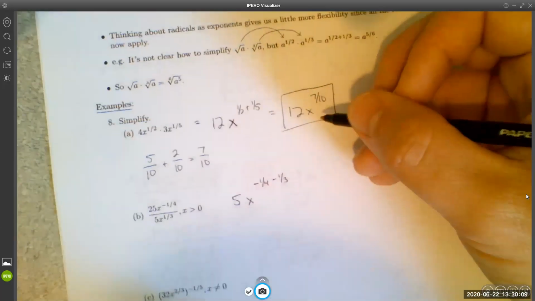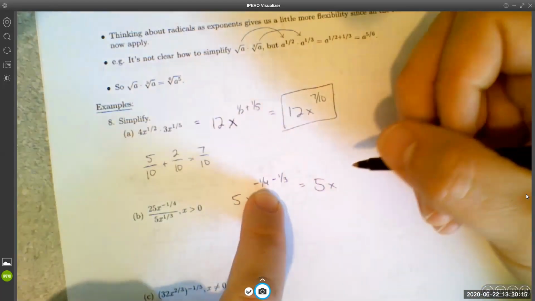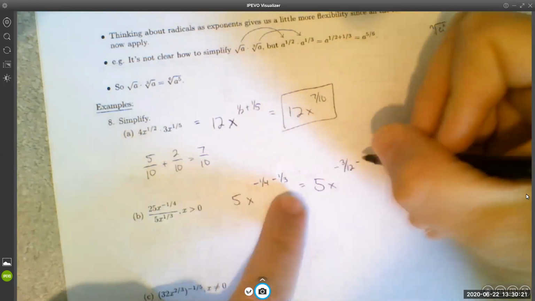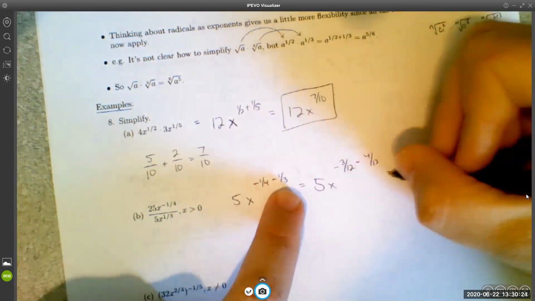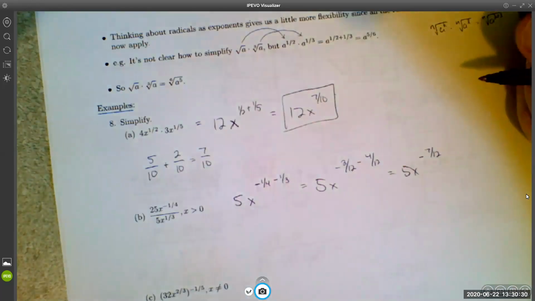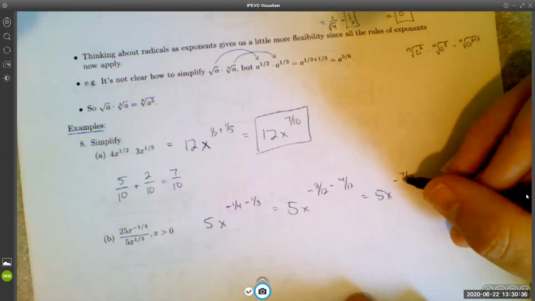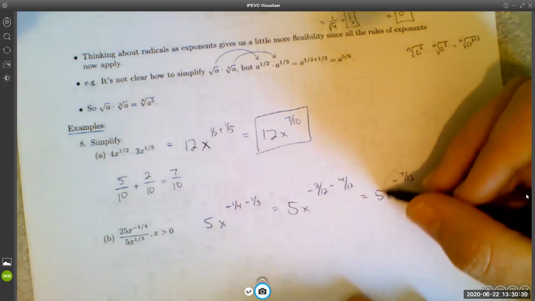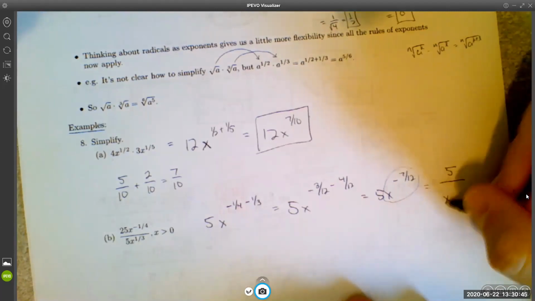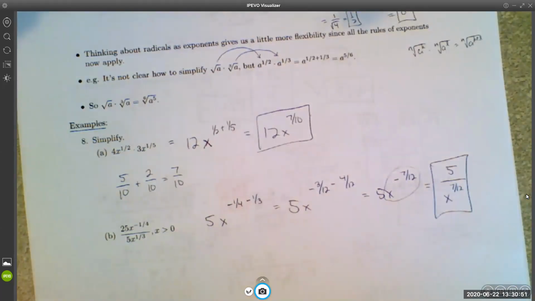Negative 1/2 minus 1/3. That's going to be 5x to the... the common denominator is 12, right? And I get 12 by multiplying this one by 3, so I have negative 3/12 minus this one by 4/12. That's going to be 5x to the negative 7/12. Now, we don't really like the negative exponent business, so we're going to put that into the denominator. Just remember that it's only being applied to the x, it's not being applied to the 5. So the 5 stays in the numerator, the x goes down to the denominator where the exponent can be positive, right? So that's the final answer on part B.